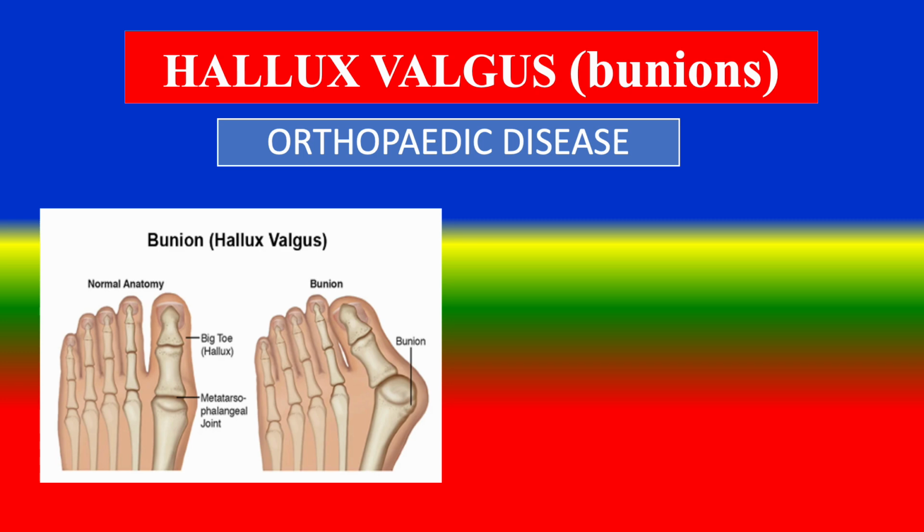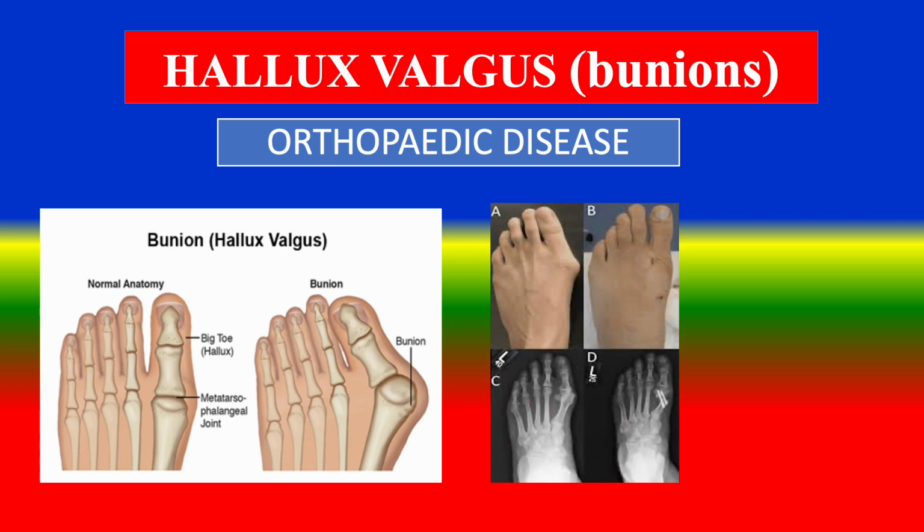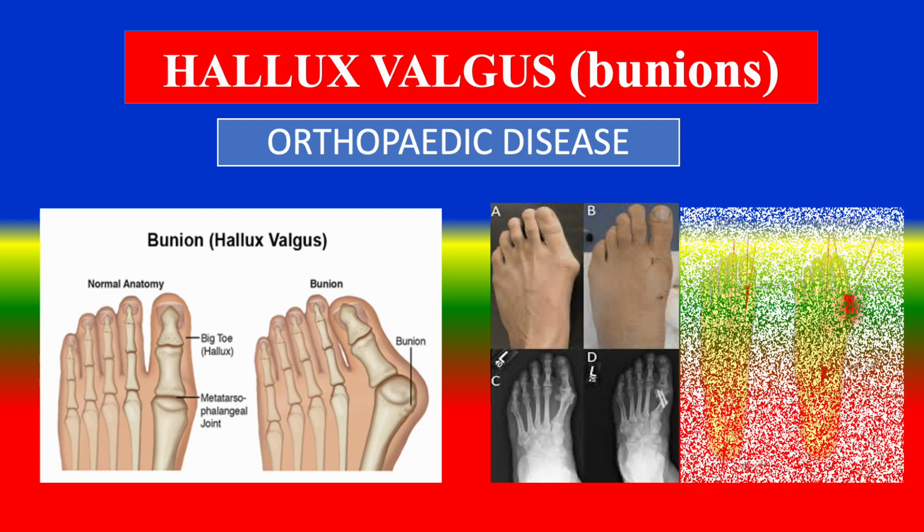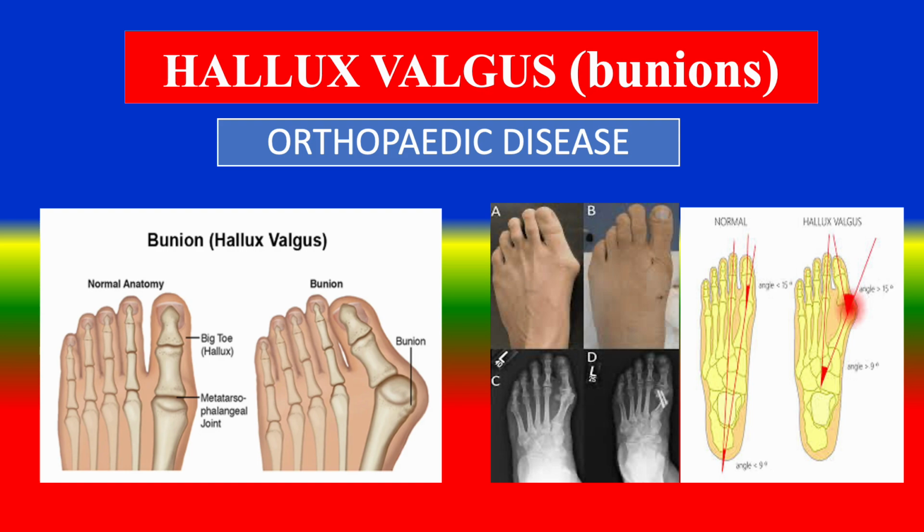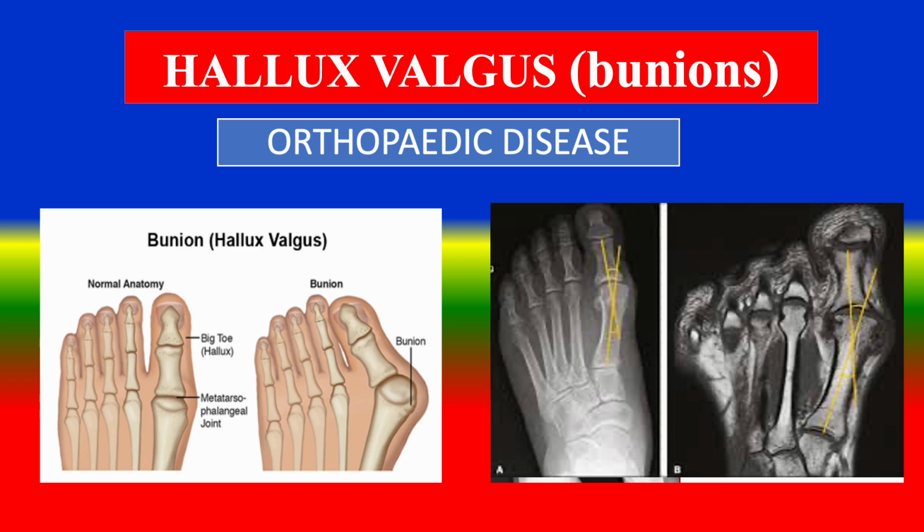Look at this picture, it shows a normal foot and a hallux valgus foot. Then X-ray is the gold standard to evaluate alignment and severity. Then MRI and CT are rarely used to assess joint damage or soft tissues. Look at this, a detailed look at what is going on.